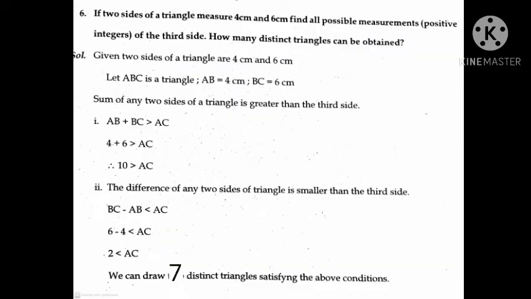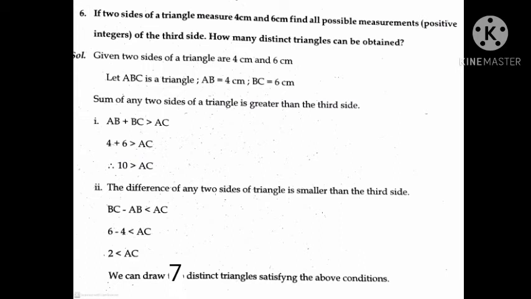Next, sixth question. If two sides of a triangle measure 4 and 6 centimeters, find all possible measurements (positive integers) of the third side. How many distinct triangles can be obtained? Solution. Given two sides of a triangle are 4 cm and 6 cm. Let ABC be a triangle, and AB is equal to 4 cm, BC is equal to 6 cm.